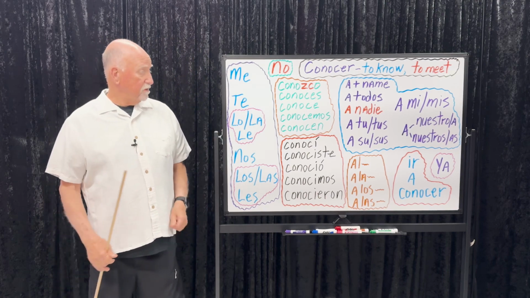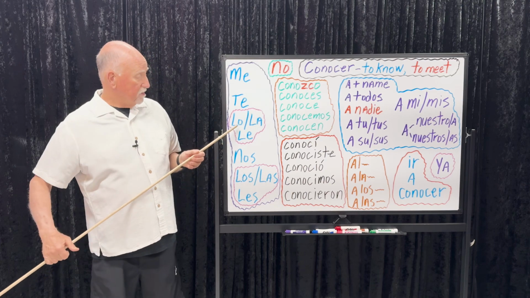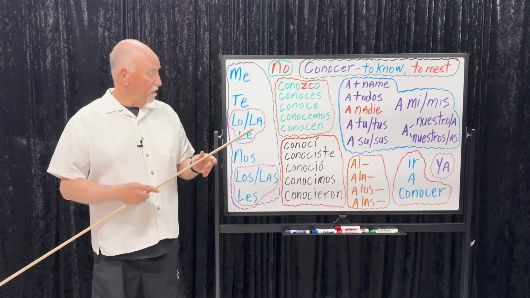Okay? Let's go for some more examples. Do you know him? Well, him is going to be lo. Conoces. Lo conoces? Do you know him? Do you know her?